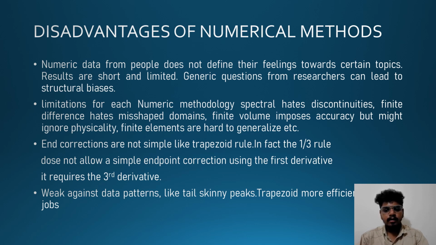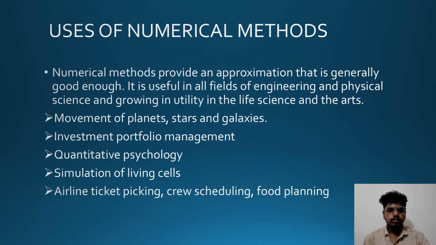In fact, the one-third rule does not allow a simple endpoint correction using the first derivative. It requires the third derivative. It is weak against data patterns like tall skinny peaks. The trapezoid rule is more efficient in such cases.